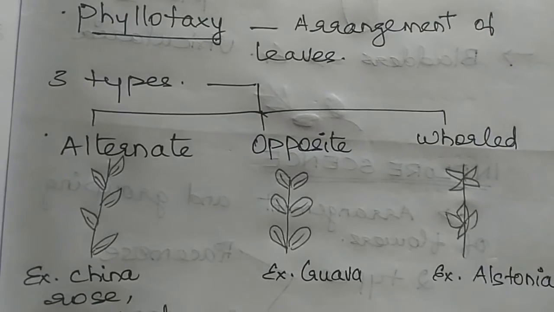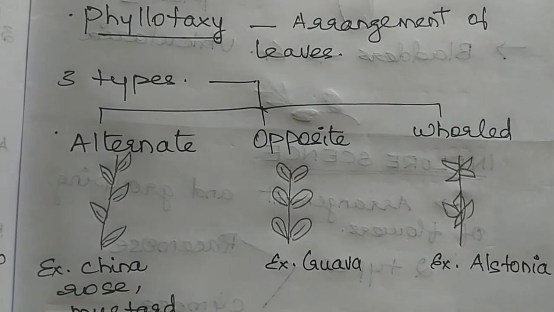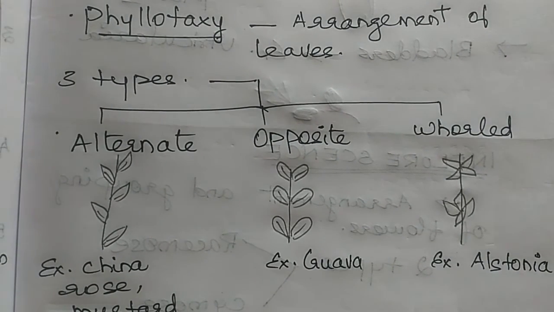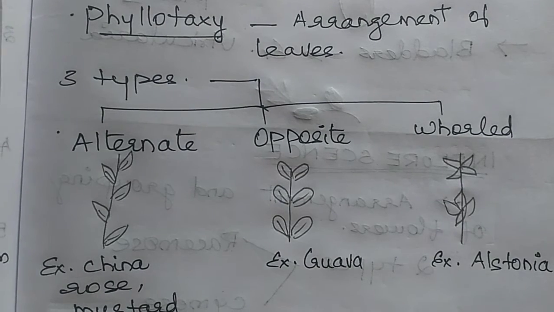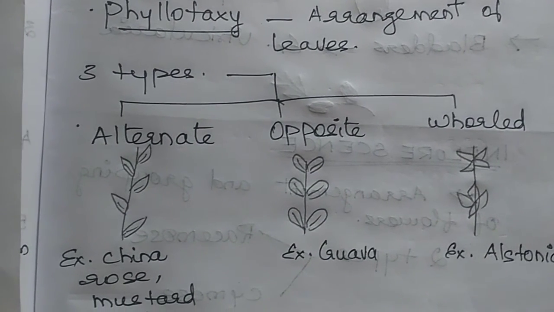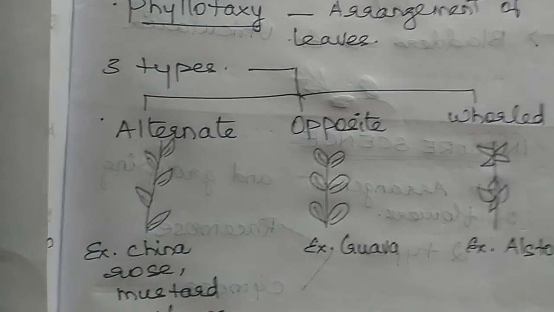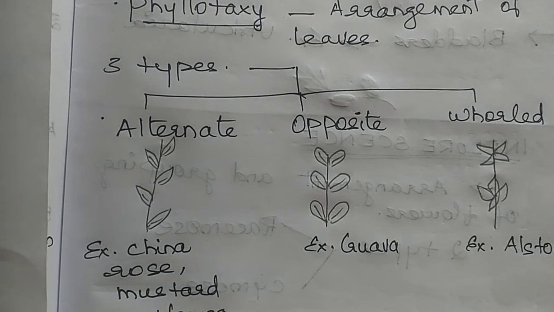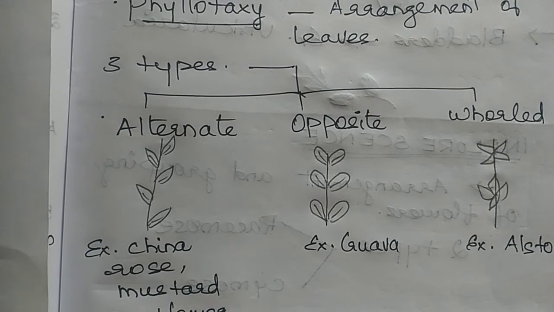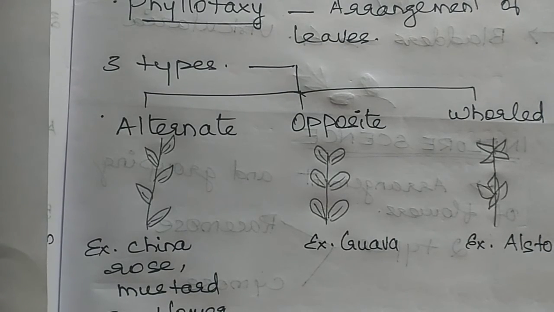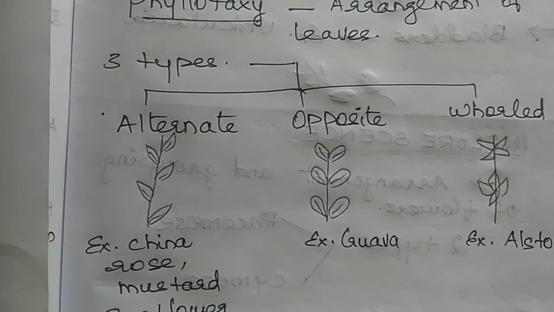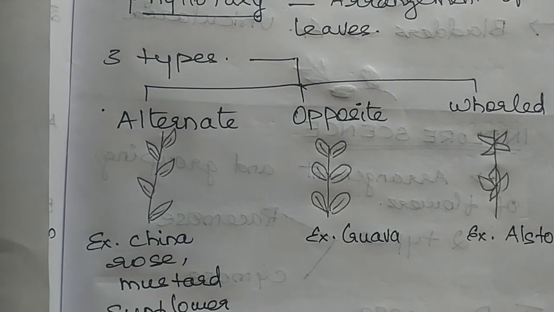And the next one is phyllotaxy. Phyllotaxy means the arrangement of leaves. So it is defined as the arrangement of leaves. There are three types of arrangement. The first one is alternate. Alternate means the leaves are arranged in an alternate fashion. You can see the diagram, and the examples are China rose, mustard and sunflower.